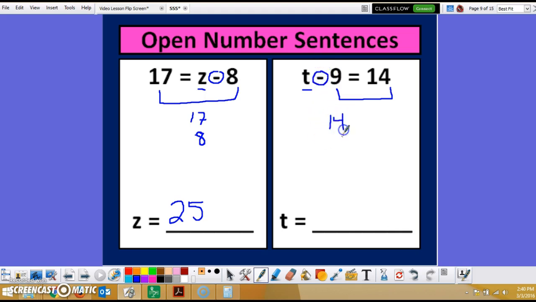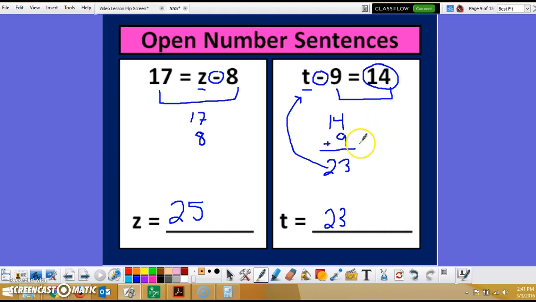So I'm going to take 14 and I'm going to add 9. 14 plus 9 is going to get me 23. If I try it out, 23 minus 9 should get me 14, which means t is equivalent to 23. The one thing I always suggest is trying it out. Once you believe you've solved for the variable, place it into the equation and try and solve it, and if you get the same answer, then you know you're correct.